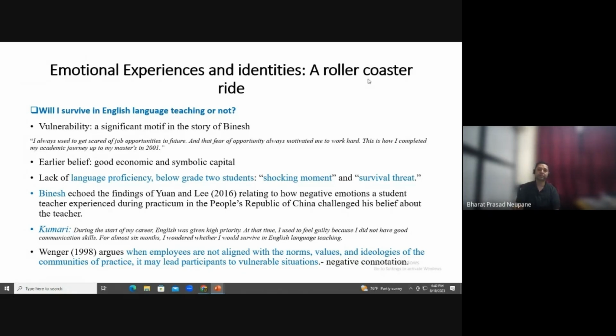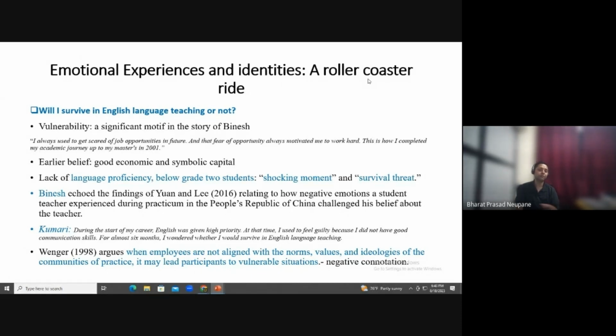And when I looked into the stories, I found that vulnerability has become a significant motif in the story of the teacher, particularly in the story of Venus. Let me explain vulnerability. Vulnerability is a situation where you find yourself at a very critical point, in very difficult circumstances. Your beliefs are questioned. You find an existential crisis, and that situation is the situation of vulnerability. And normally, this vulnerability is considered a negative emotion, but this vulnerability can also turn out as a positive emotion.